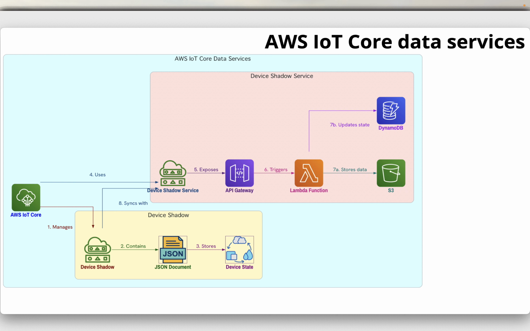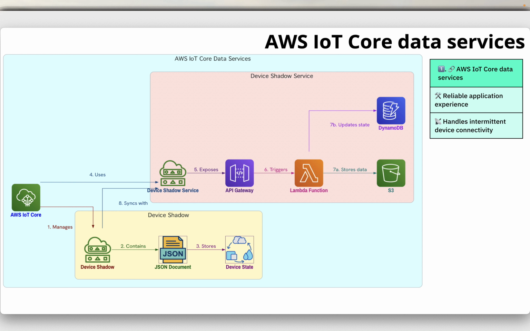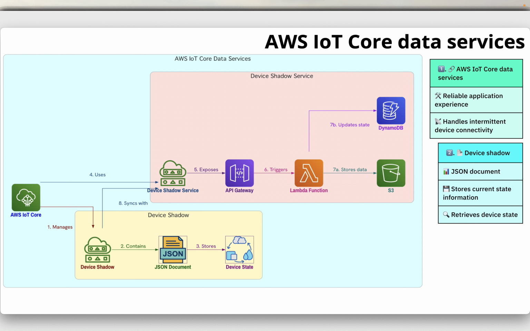Now let's see AWS IoT Core data services. The AWS IoT Core data service helps your IoT solutions provide a reliable application experience even with devices that are not always connected. One of the major components is a device shadow, which is a JSON document used to store and retrieve current state information for a device. So even when the devices are offline without any internet connectivity, it keeps a shadow, which is a JSON document, and it will synchronize when it comes online.